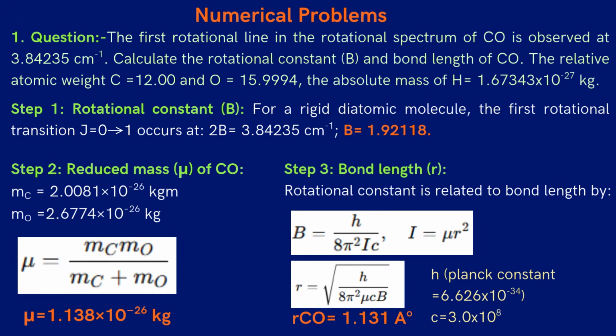Here, let us see the numerical problems that are commonly asked in microwave spectroscopy. The question is: the first rotational line in the rotational spectrum of CO is observed at 3.84235 per centimeter. Calculate the rotational constant B and bond length of CO. The relative atomic weights of carbon, oxygen and hydrogen are given here. There are 3 steps to calculate B. Reduced mass mu and bond length r are given here. Finally, the value of B is 1.92118, and the bond length is 1.131 angstrom, given here.